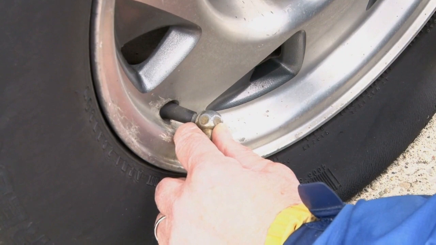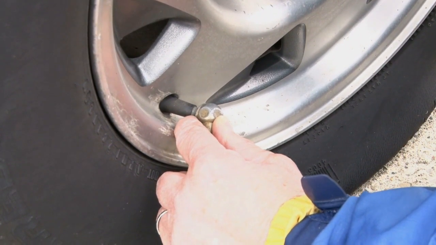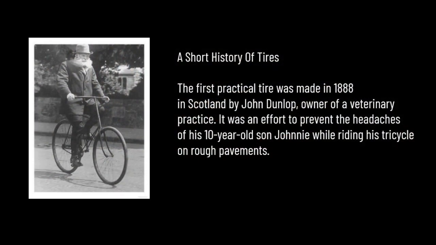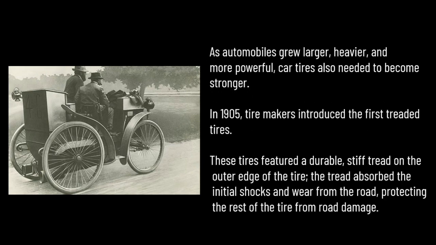The first practical tire was made in 1888 in Scotland by John Dunlop, owner of a veterinary practice. It was an effort to prevent the headaches of his 10-year-old son Johnny while riding his tricycle on rough pavements. As automobiles grew larger, heavier, and more powerful, car tires also needed to become stronger.